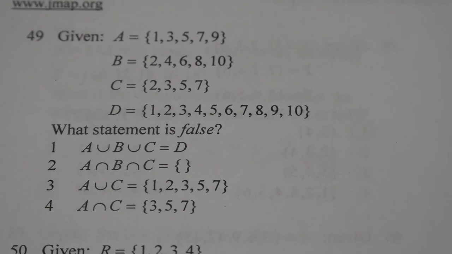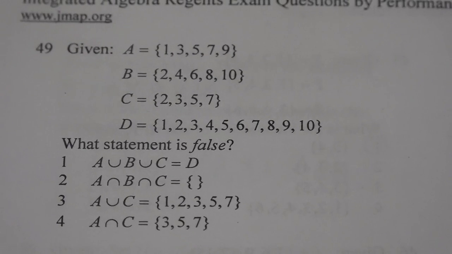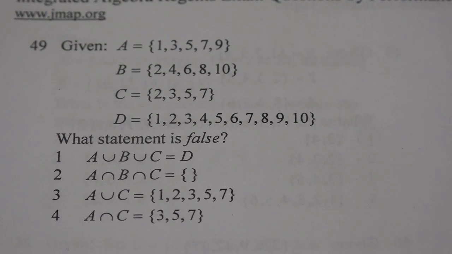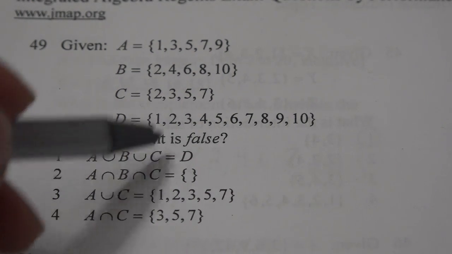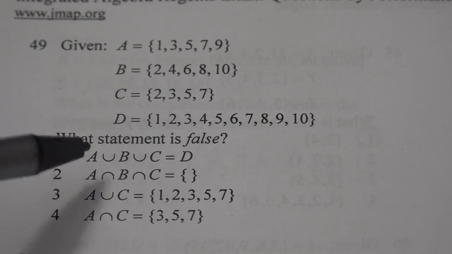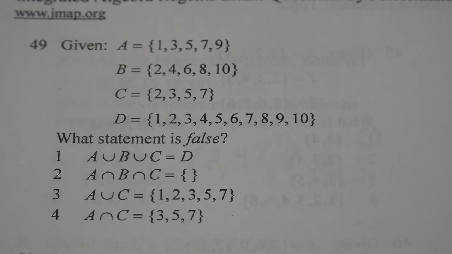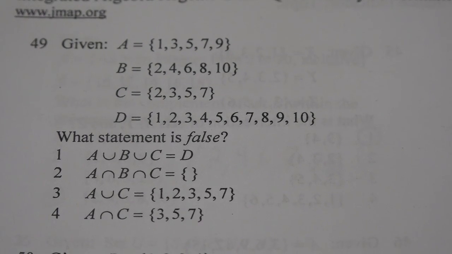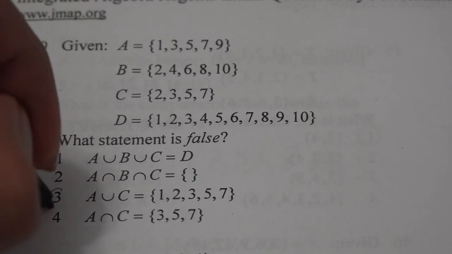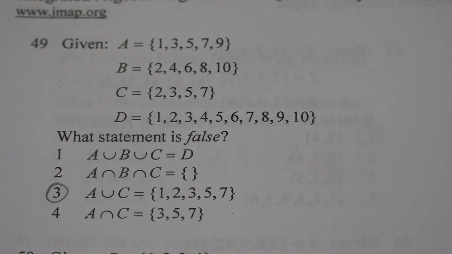Okay, what statement is false? You should be able to know this. In other words, if they give you this, then you're going to have to write it down. Okay, the union of A, B, and C is D and all that. So figure it out. Take at least 1 minute. Beautiful. So the answer is 3.